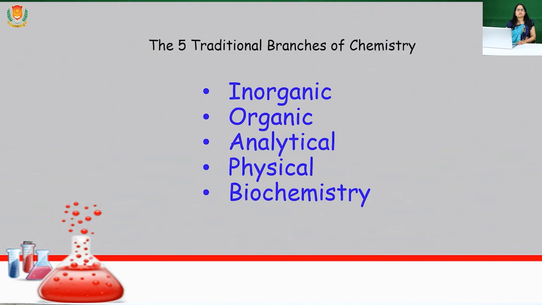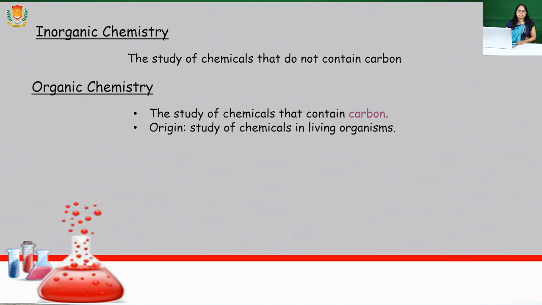Inorganic chemistry deals with chemicals which do not contain carbon atoms, like NaCl and cesium chloride. In inorganic chemistry, we study the bonding nature of chemicals and their chemical and physical properties. The next branch is organic chemistry. Organic chemistry is the biggest branch of chemistry, which deals with compounds containing carbon atoms. All the chemistry of living organisms we study in organic chemistry.